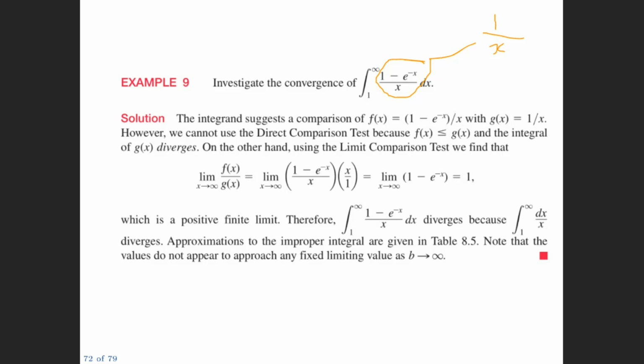Now, we can't use the direct comparison test because then the inequality would be the wrong way round. We know that the integral of 1 over x diverges, so we would want to use that to show that something bigger than 1 over x also diverges. But here, the inequality is the wrong way round. 1 minus e to the power minus x over x is actually smaller than 1 over x. So we can't use the direct comparison test. That's not going to work. So we use the other one.